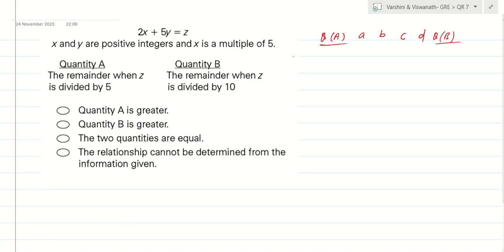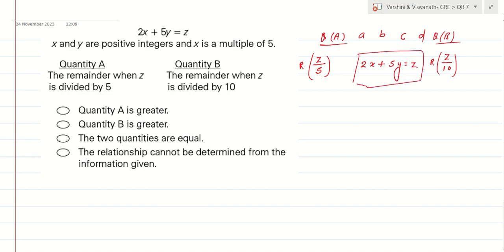Quantity A is given as the remainder when z is divided by 5, and quantity B is the remainder when z is divided by 10. Correct? And we now have the equation 2x plus 5y equals z. Tell me, keep the conditions in mind. Both are positive, and x is a multiple of 5.